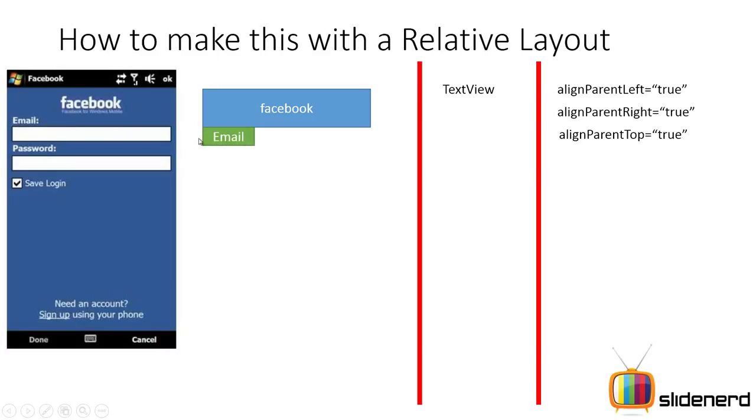Now if you remember, it sticks to the left side and it is also below this text view, that is the Facebook one, right? So for email, we can simply say align parent left is true, and you can use layout below and give the ID of this Facebook to indicate that this email should appear below the Facebook. We are going to do that in code and see how that is done exactly.